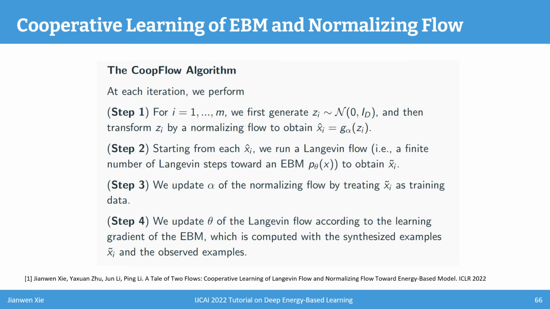In step 1, we first generate examples by the normalizing flow. The generated example is denoted by X hat. In step 2, we start from each X hat and run a Langevin dynamics, or a short-run Langevin flow, toward the EBM to obtain X tilde. In step 3, we then update the normalizing flow by treating X tilde as training data by maximum likelihood. In step 4, we update the Langevin flow according to the learning gradient of the EBM by treating X tilde as synthesized data.